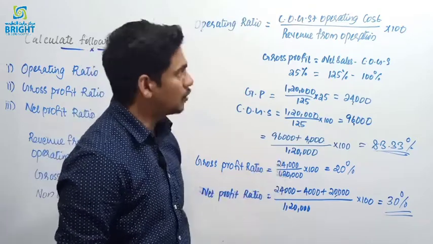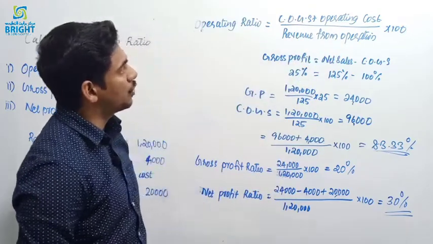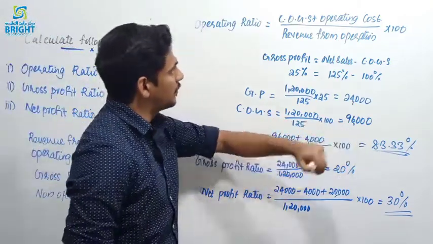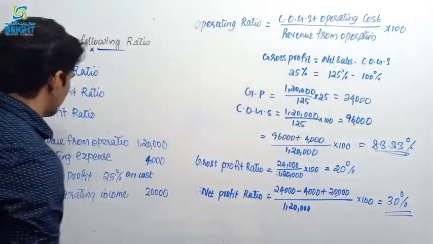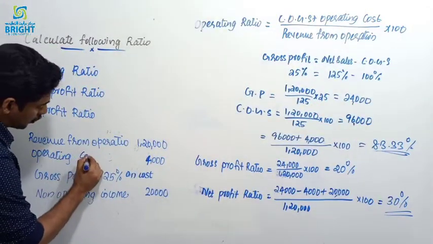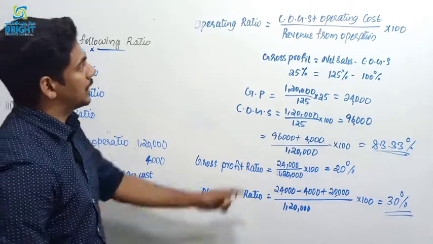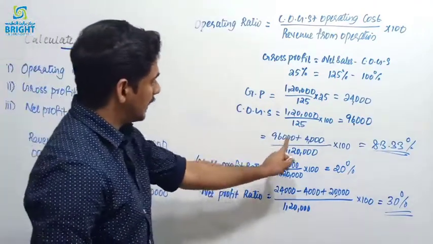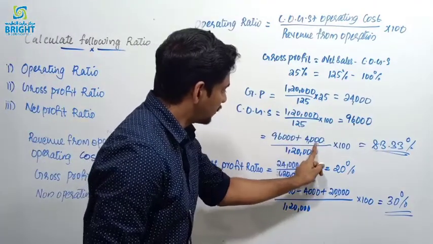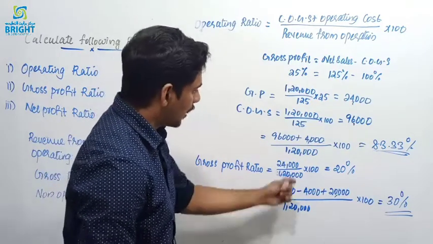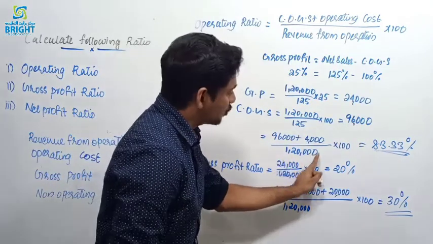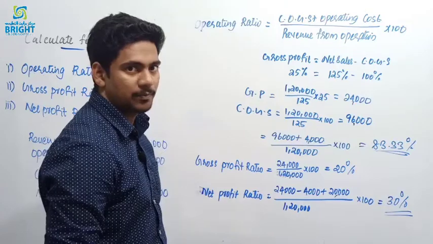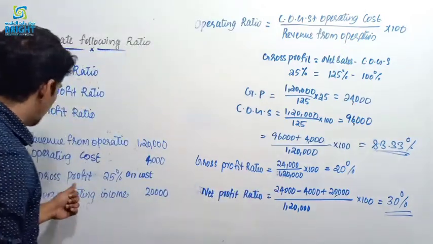Then how do we use the cost of goods sold? We found 96,000, and you add the operating cost. Operating cost is 4,000. So cost of goods sold plus operating cost is 96 plus 4, that is 1 lakh. 1 lakh divided by 1,20,000 into 100. The answer will be 83.33%.